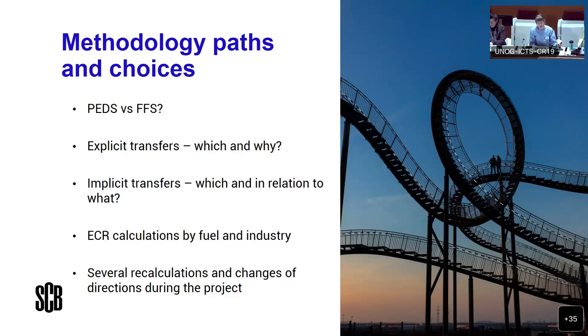And then for the next bullet point on explicit transfers and implicit transfers, so direct transfers and tax abatement, we have also thought a lot about which one and in relation to what, how to measure it. Those are also the two that would be needed for the SDG reporting on SDG target 12.C.1. Moreover, one objective with this project was also to do ECR calculation by fuel and industry, and I will give some examples of these results later.